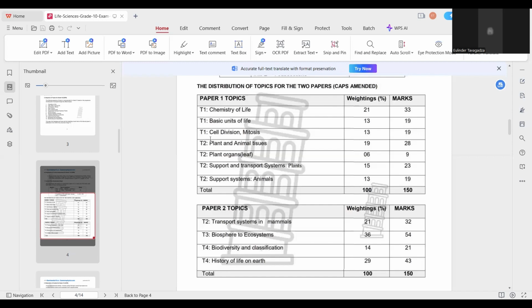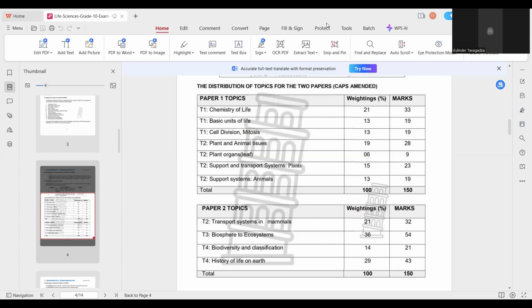We will start with the paper 1 topics. If you can check very well on my screen, there are the topics that are going to be covered in term 1. Then there is the weighting, and there is also the mark. We will start with paper 1, that is chemistry of life. We're going to do it in term 1, and the marks are out of 33.